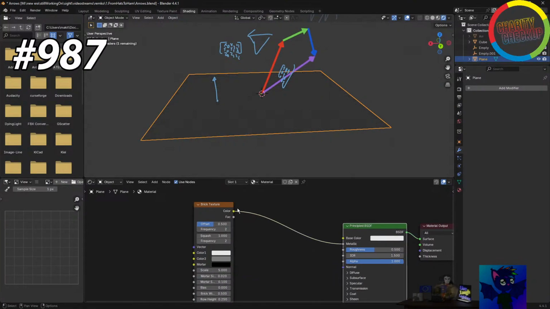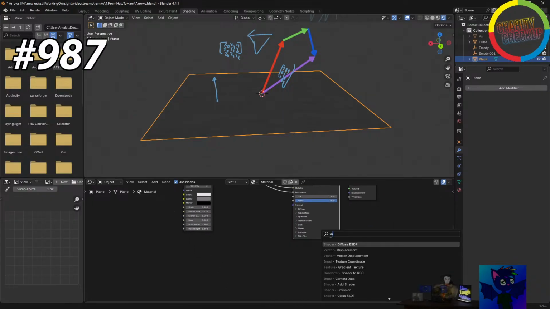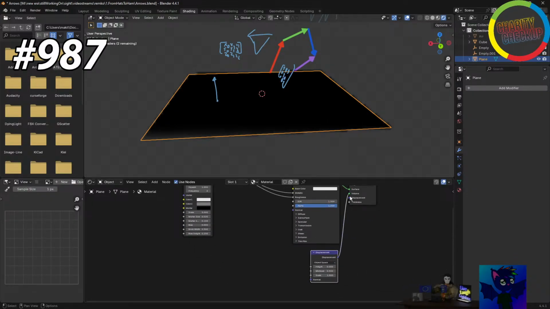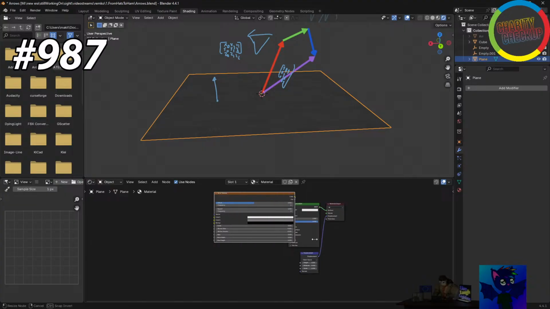Alright, beautiful. Let's try. I don't know how Eevee will handle this kind of rendering actually. I am curious. Let's see.